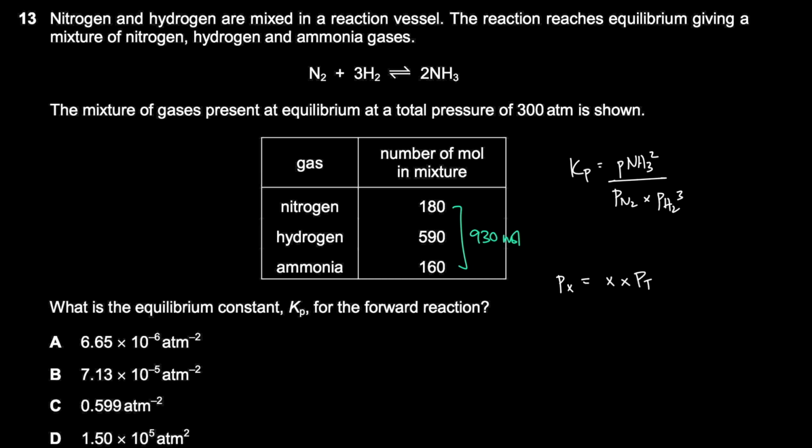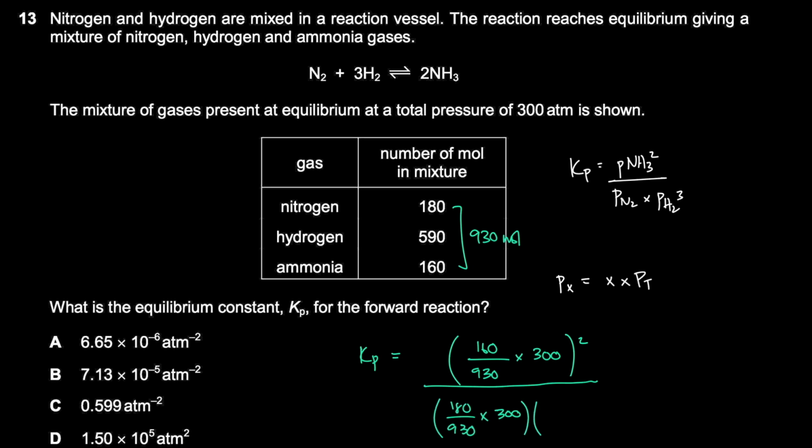So that means the partial pressure of ammonia is the mole fraction, 160 divided by 930, times the total pressure, which is 300. So that's squared for Kp. That's the partial pressure of ammonia squared divided by the partial pressure of nitrogen. That would be the moles of nitrogen, 180 divided by the total number of moles. So 180 divided by 930 times the total pressure, which is 300.